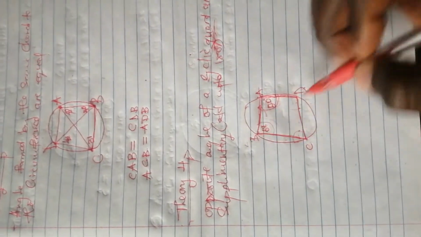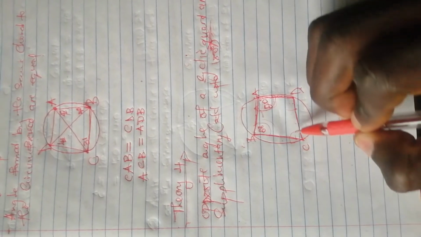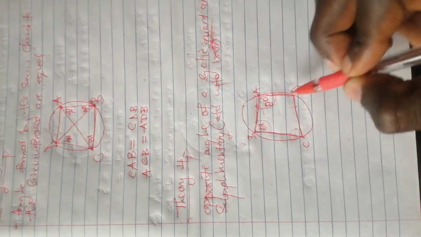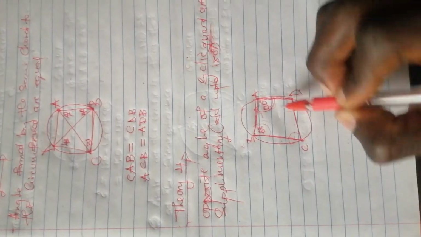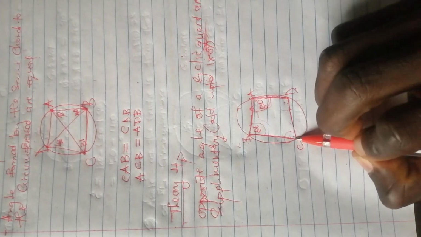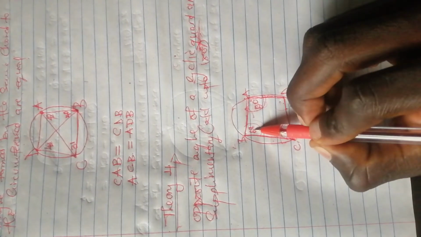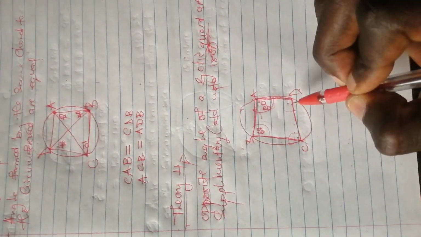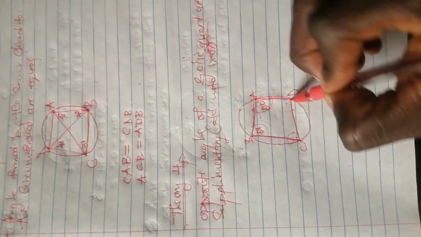So how do you find angle D? How do you find angle C? You just subtract 120 from 180, then you get angle C. Then you subtract 68 degrees from 180, then you get angle D.